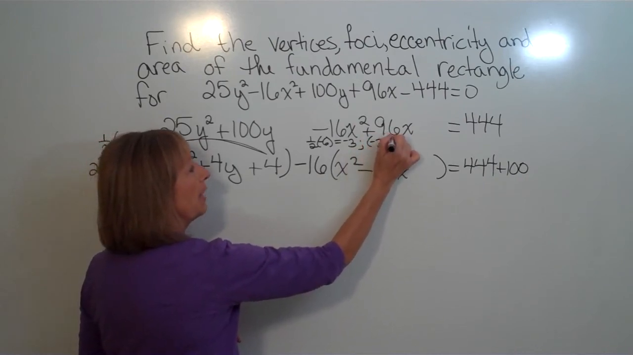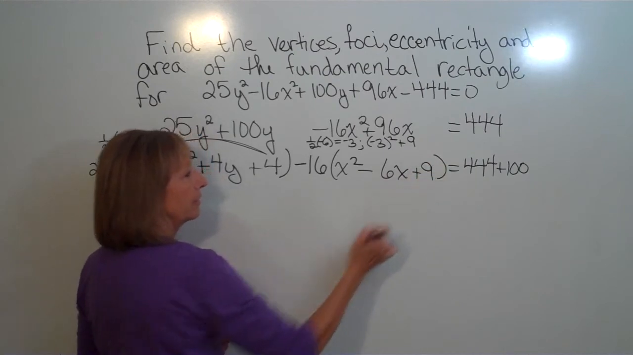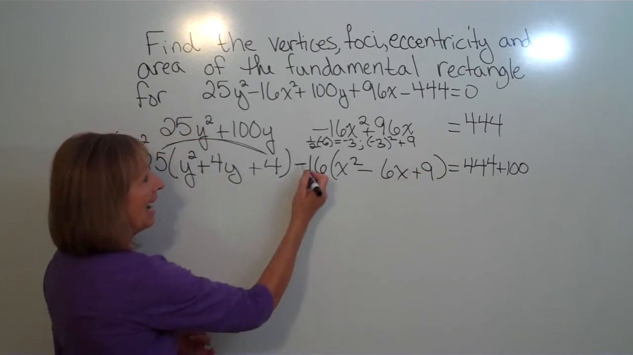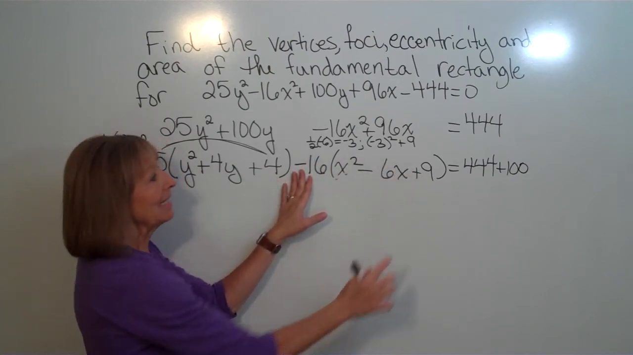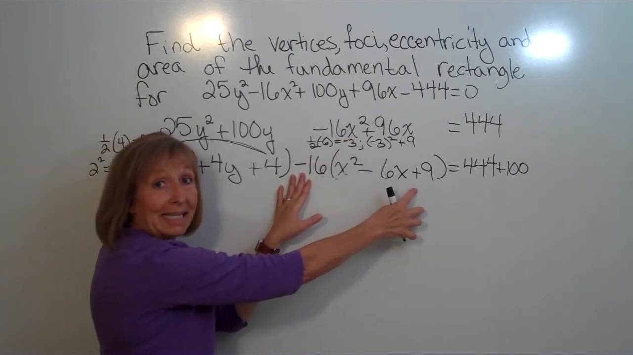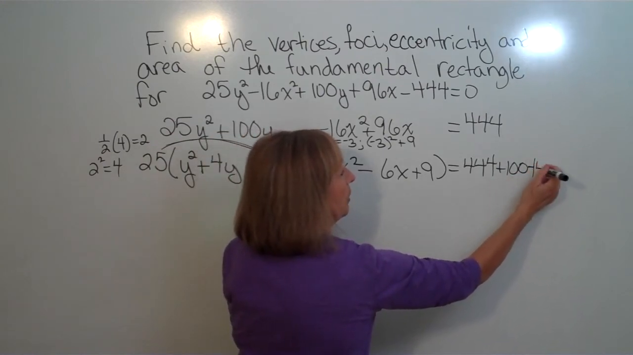Negative 3 squared is positive 9, so we're going to add a 9 in here. But then I didn't change that side by 9. I changed that side by negative 16 times 9. Negative 16 times 9, we get negative 144. So I have to subtract a 144.